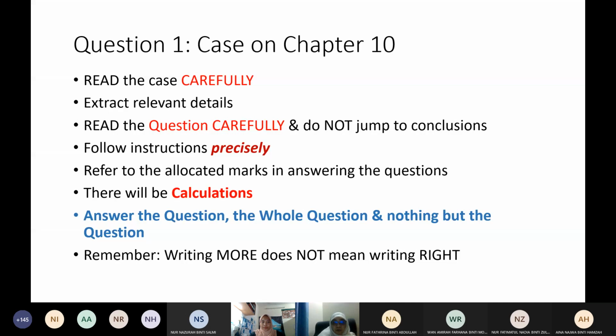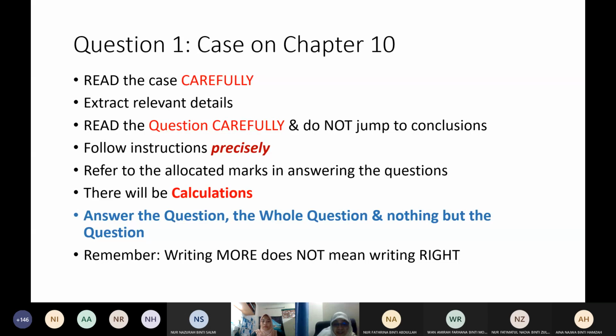It is more important now because not only will I put up your questions, I will also include instructions to remind you what you should do during the submission time. There may be instructions before the exam starts, during the exam, between the submission period and so on. So you have to follow instructions precisely. Please refer to the allocated marks. Question one will have sub questions and totals 25 marks, so you have to answer according to what is asked.